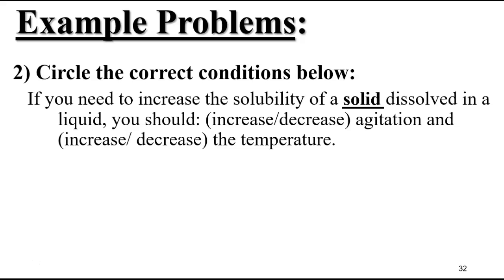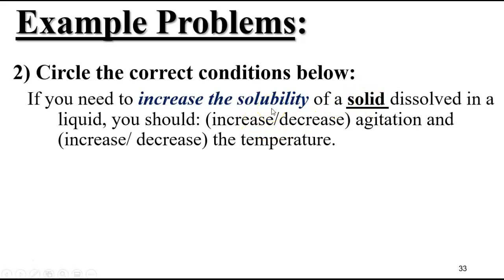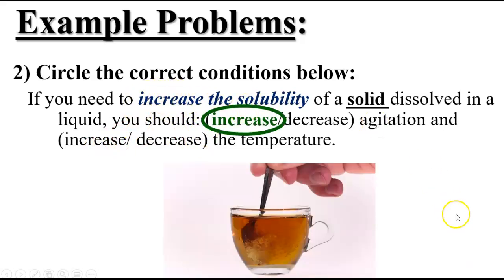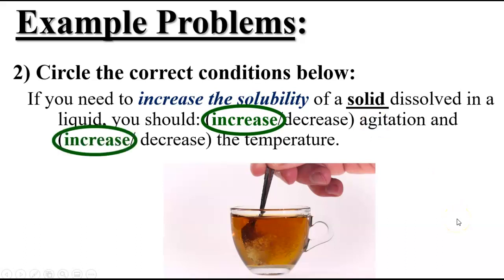Circle the correct conditions below. You'll notice this a ton on your homework and quiz this week. Problems just like this. So if you need to increase the solubility, which means more dissolves and it dissolves faster, then what should you do? You should increase or decrease agitation, which is nerdy for stirring, and increase or decrease temperature. If I want it to dissolve more, then I need to stir it more, increase it. And if I want it to dissolve more, then I need to increase the temperature.